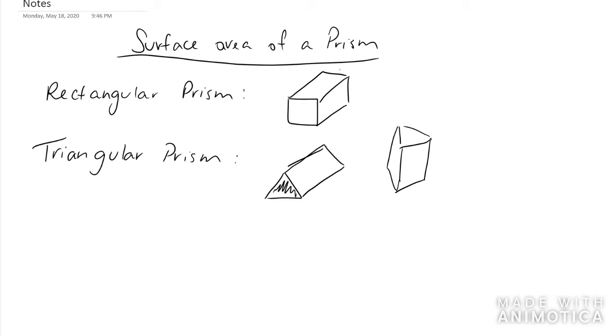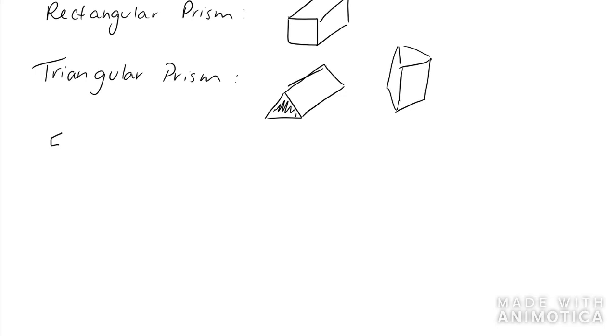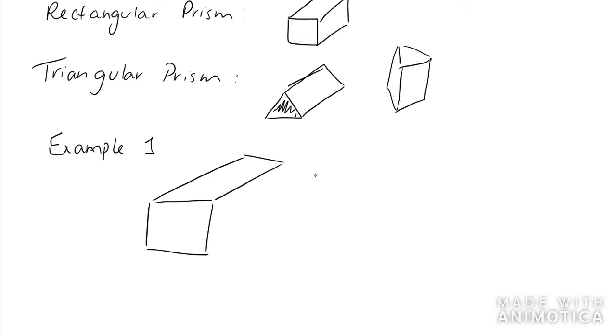So, to figure out the surface area of a prism, the first thing we need to do is draw the net. So say we're given a rectangular prism, and we're given it with the measurements of 6 centimeters, 10 centimeters, and 4 centimeters. Well, our first thing to do is draw our net.